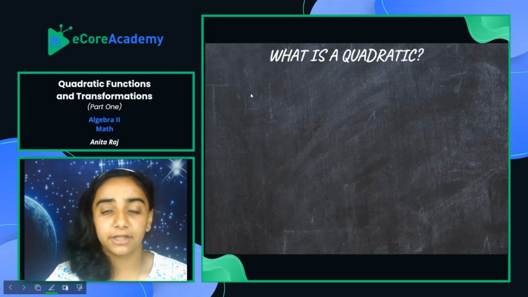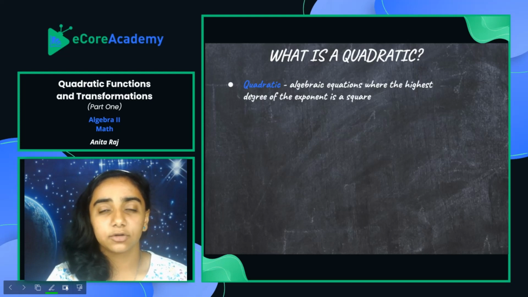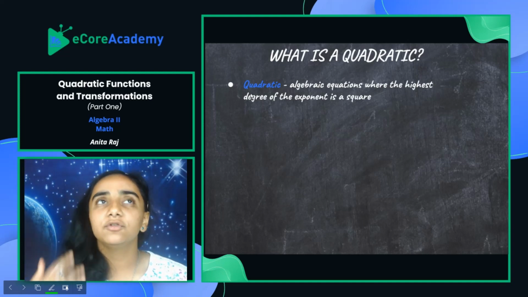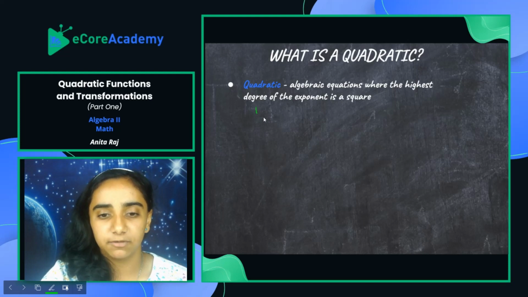This slide is going to be answering that question for all of you. So quadratics are algebraic equations where the highest degree of the exponent is a square. So what does this mean? If you think about a linear equation, let me write one down here for you. y equals mx plus b. So that is your linear equation.